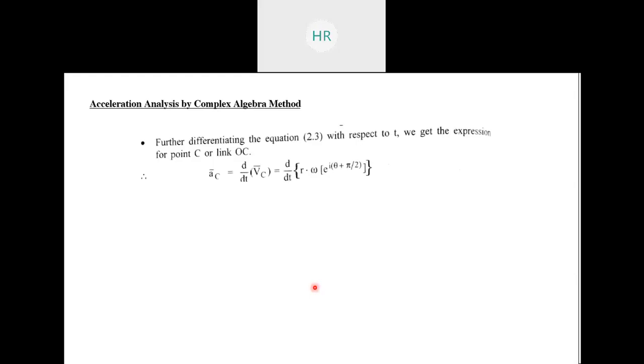So acceleration analysis by complex variable method. So differentiating velocity of point C with respect to time, we get, okay, આપણે ખાલી વેલ્યુ સબસ્ટિટ્યુટ કરેલ છે જે પ્રીવિયસ સ્ટેપમાં ડિરાઈવ કરેલી હતી, which is equal to omega into r into e raised to I theta plus pi by 2. So differentiate this equation. Okay, આ equationમાં r છે, small r, it is constant.